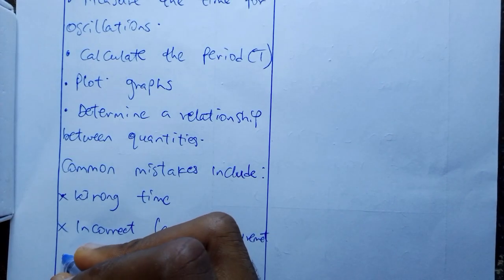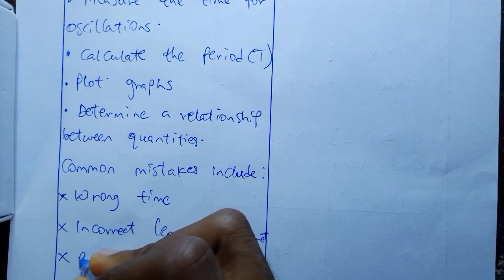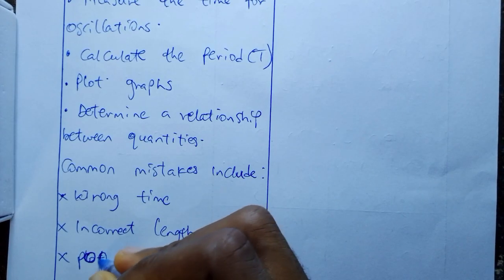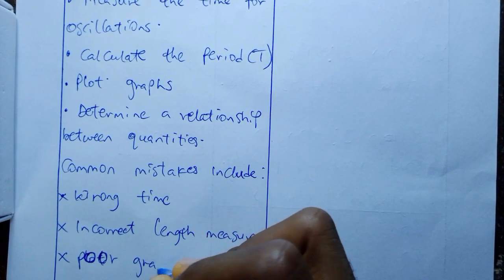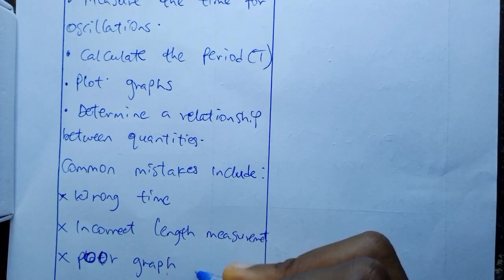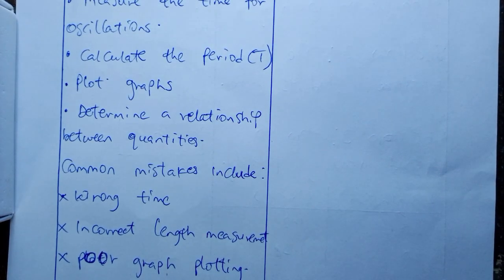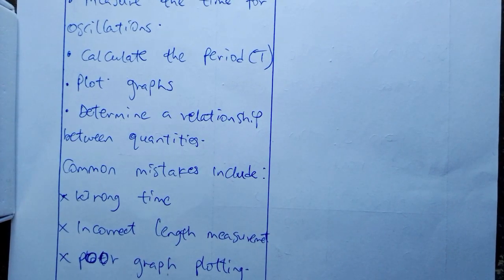And lastly, poor graph plotting. These are the common mistakes that usually occur in a simple pendulum experiment. Practice timing oscillations accurately and learn how to calculate period correctly.